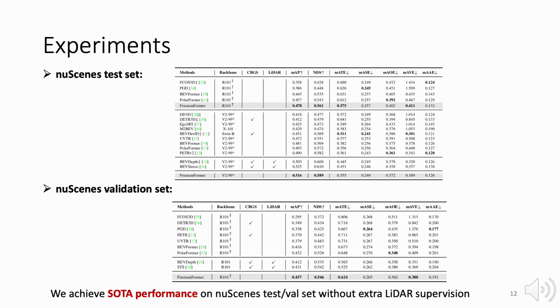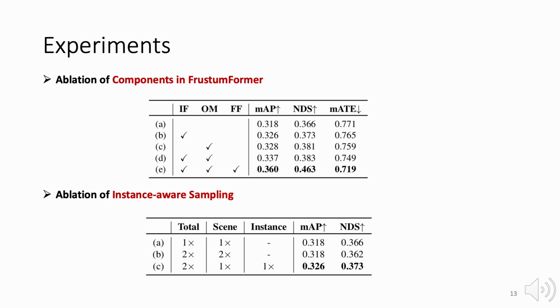Comprehensive experiments on the nuScenes dataset demonstrate the effectiveness of FrustumFormer, and we achieve a new state-of-the-art performance on the nuScenes test and val sets without extra LiDAR supervision. In the ablation study, we first ablate the components in FrustumFormer. Utilizing adaptive instance-aware resampling, IF plus OM, and temporal Frustum fusion, FF, can significantly enhance performance.